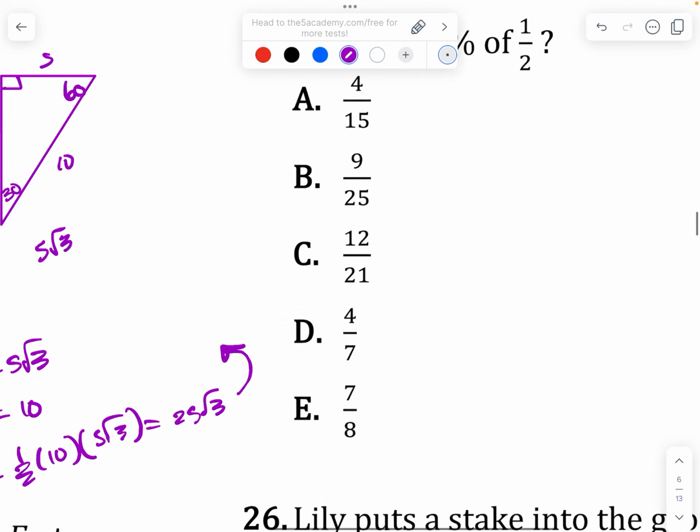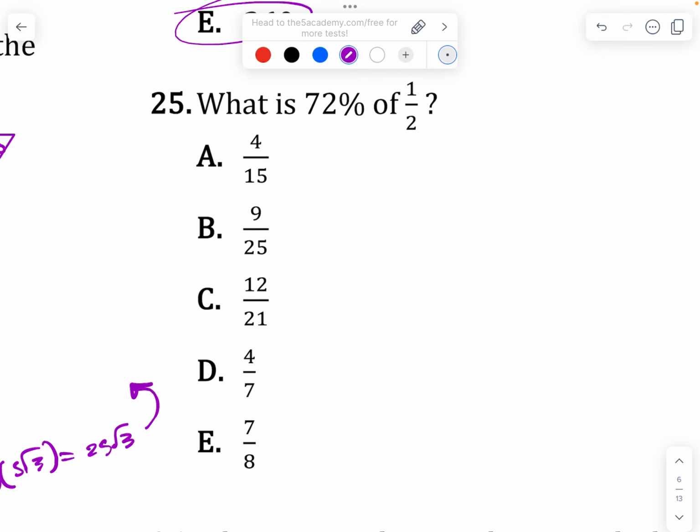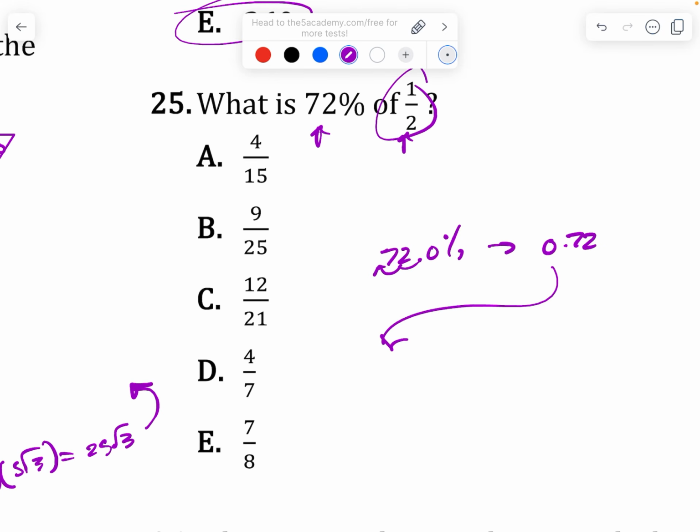Okay, moving on. What is 72% of half? Whenever you're asked to find a percent of something else, you're going to take the decimal equivalent of that percent. So 72% is equal to that. We're going to move the decimal 2 places to the left, 0.72, right? And you're going to multiply the decimal equivalent by the other number. So 0.72 times 0.5, which is half, is equal to, it should be 0.36.